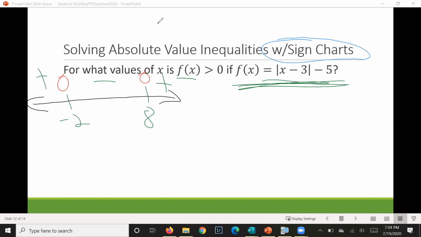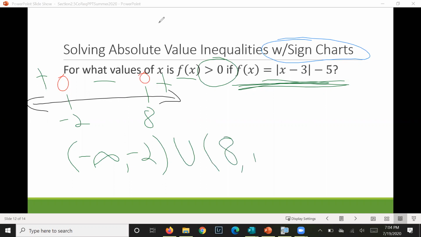Well, if it's greater than 0, it's going to be all the values where the function was positive, because that's what's bigger than 0. That looks like all values below negative 2 and all values bigger than 8. If we write this in interval notation, the answer would be negative infinity to negative 2, not including negative 2. That's why the parentheses are there, because the function's equal to 0 there, not greater than 0. We can union that with the other set, which would be 8 to infinity, again not including the 8 because there the function is equal to 0. And there would be our answer.